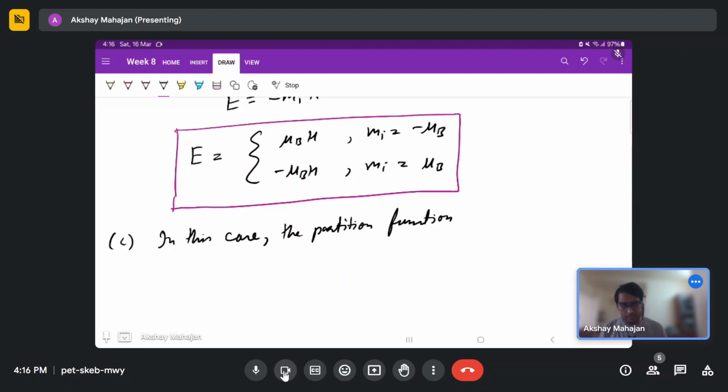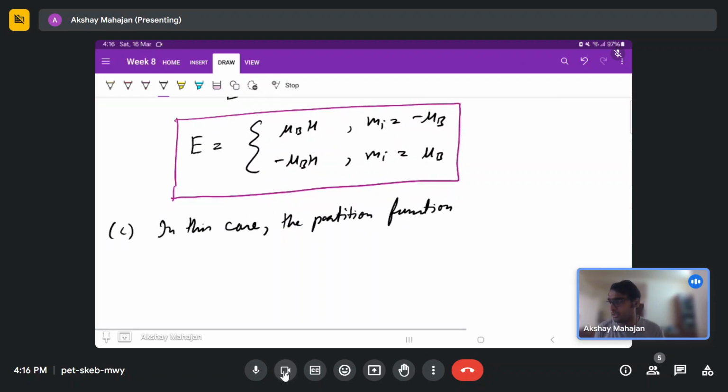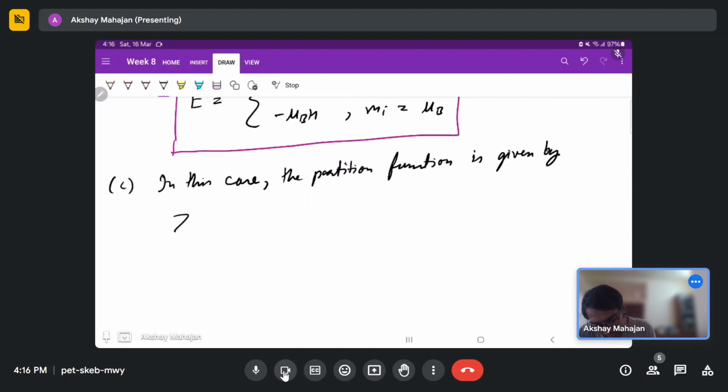Okay, let's go back to the problem. We are doing part C. We have to find the net magnetization when the magnetic field is applied in the z direction. In this case, first we have to find the partition function. The partition function Z, we know, is given by the summation over i of e to the power minus Ei by kBT.